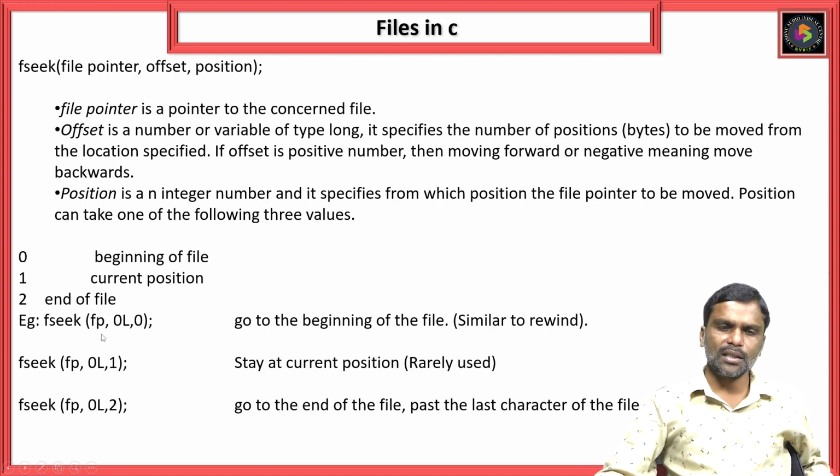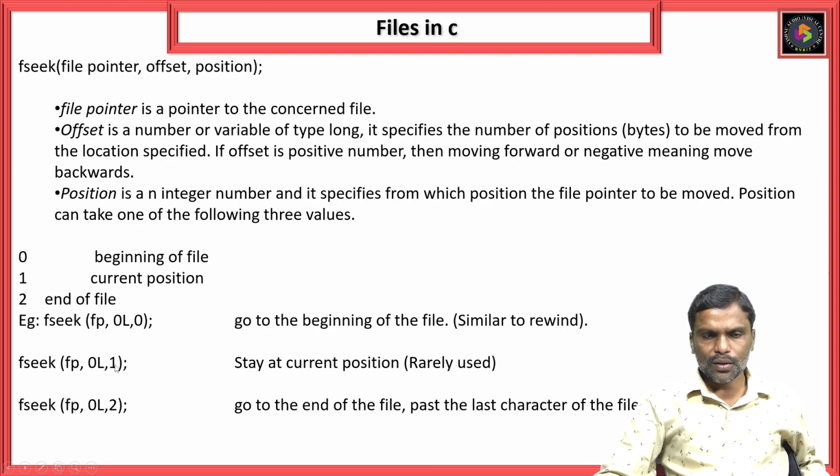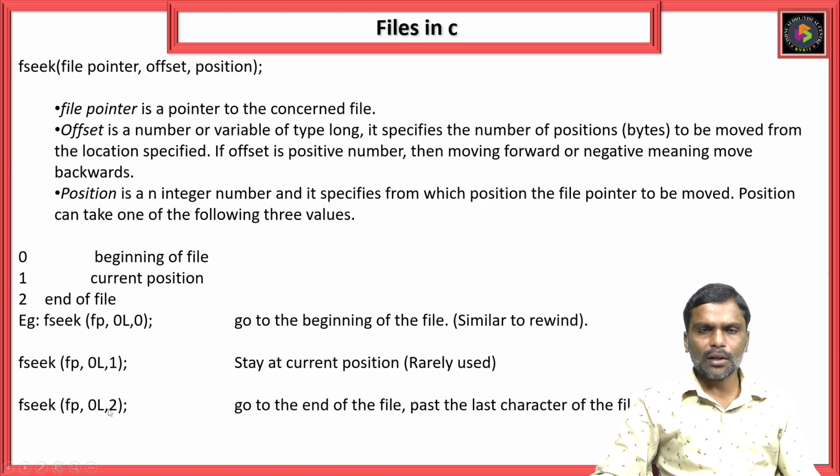And the next one, this indicates 0, 1, 2, which indicate the beginning of the file, the current position of the file, and the end of the file respectively. Here 0 indicates the beginning of the file, 1 indicates the current location, and 2 is the end of the file. So these are the file locations, and the same thing we are going to use in the program. So please try to remember this.